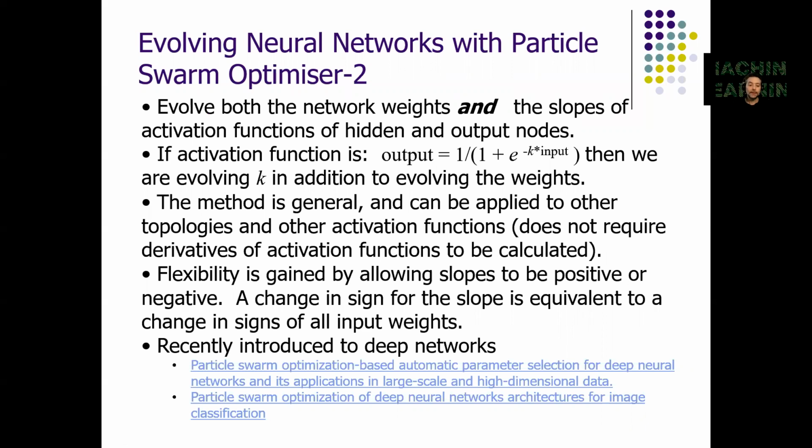And also to solve the problem of neural architecture search, deep neural network architectures for image processing. I have the links at the bottom, and you can see the paper. The second one is specifically about image processing. So how you can use particle swarm optimization to evolve different aspects of the architecture of a deep network, targeting image processing, image classification tasks. You can evolve the weights, you can evolve the slopes of the activation function or other aspects of the architecture. It gives you more flexibility.